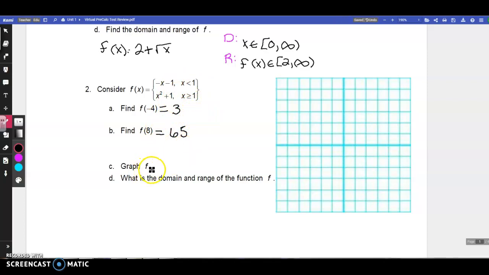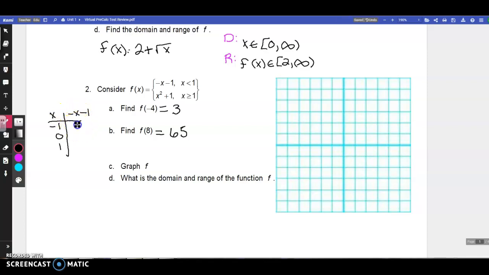All right, so part C says graph f. So let's see if we can do this just by kind of reasoning through it. I'm going to actually make some tables here. If I make a table for -x minus 1, so think about what I'm doing here. I want this graph when x is less than 1. So I don't need to graph a ton of values here, maybe like -1, 0, 1. I don't need to do anything more than 1 because I only want this graph when x is less than 1 anyways. So I'm going to plug these values in.